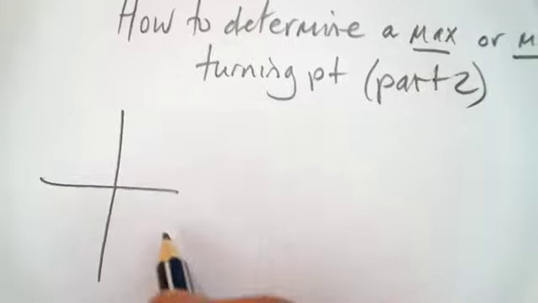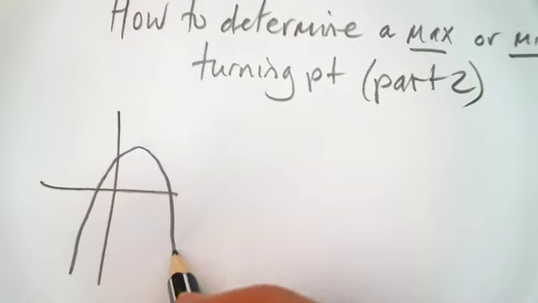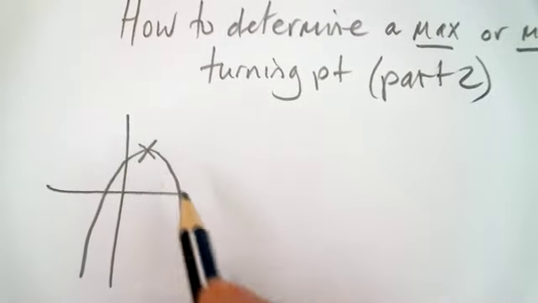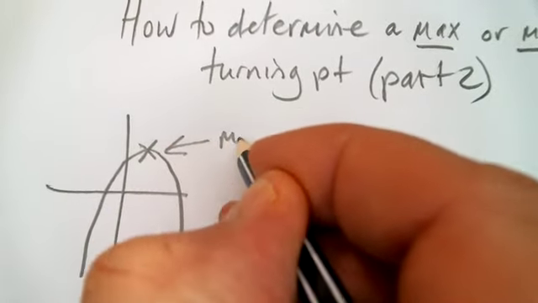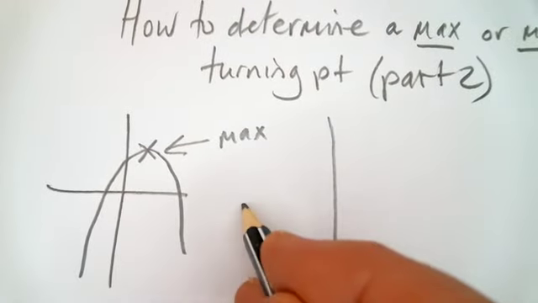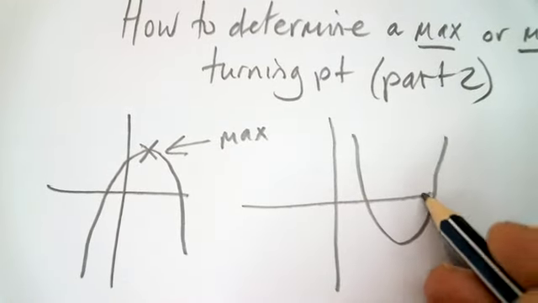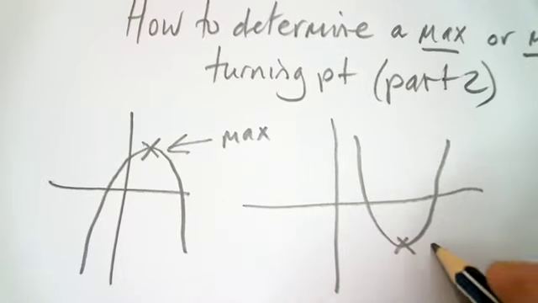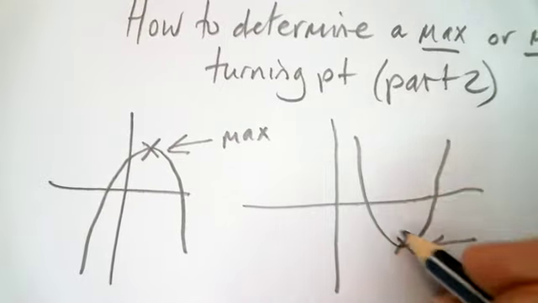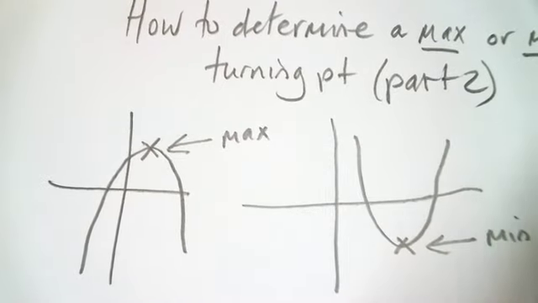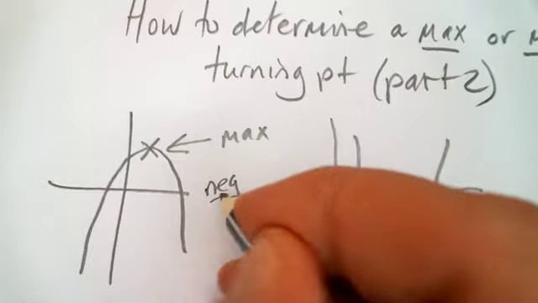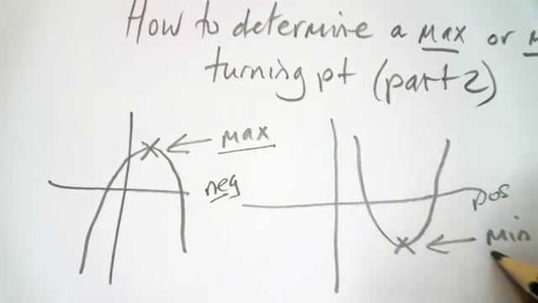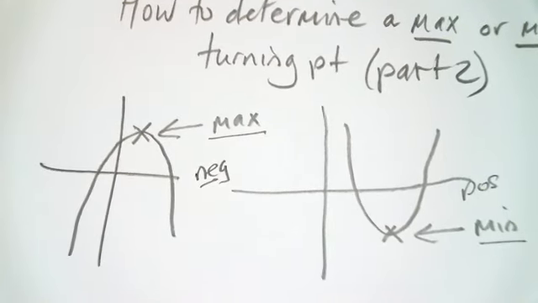So here again was our parabola. Let's say a parabola looks like this. That's a negative parabola, and therefore the turning point is going to be a maximum. Here's our positive parabola here. We can say, well, the turning point is down the bottom, therefore the turning point for a positive parabola is a minimum. So negative parabola, the turning point is a maximum. A positive parabola, the turning point is going to be a minimum.